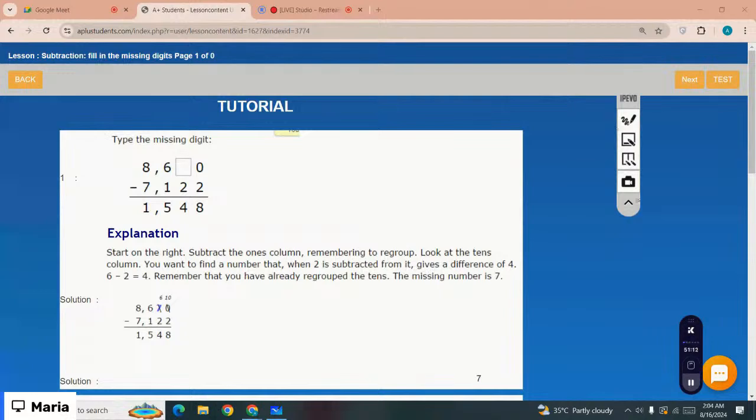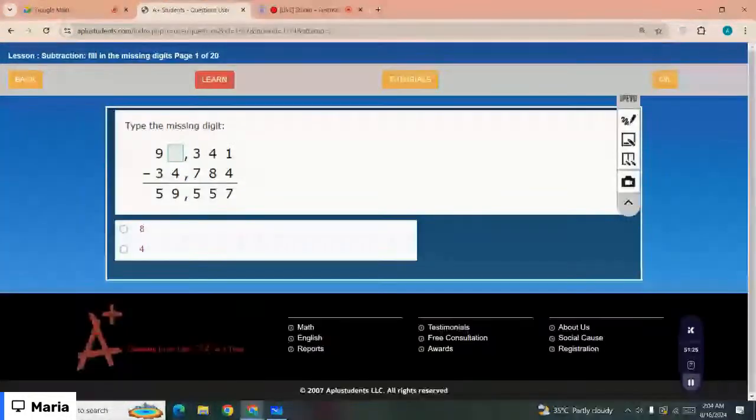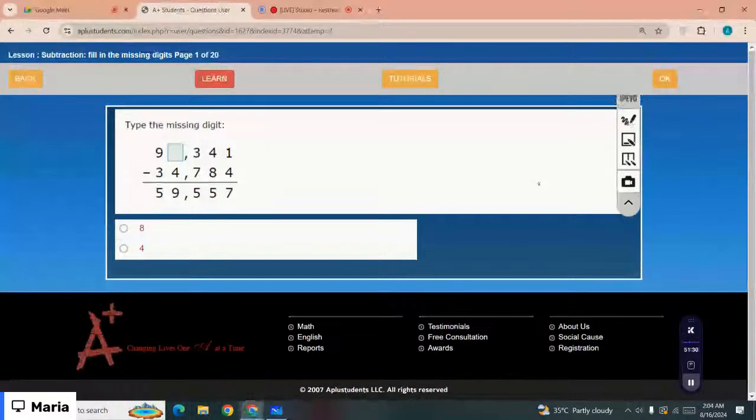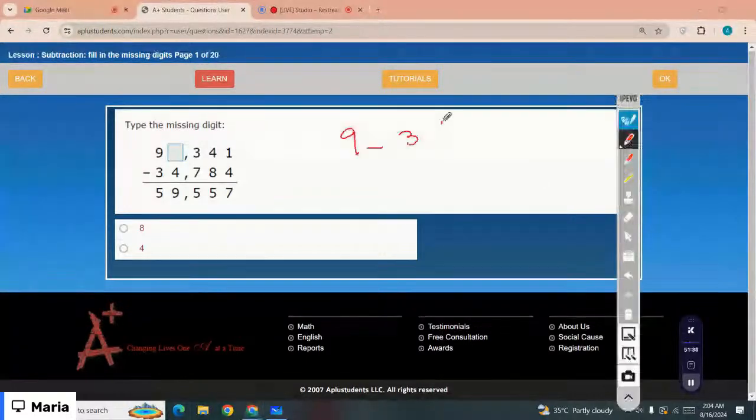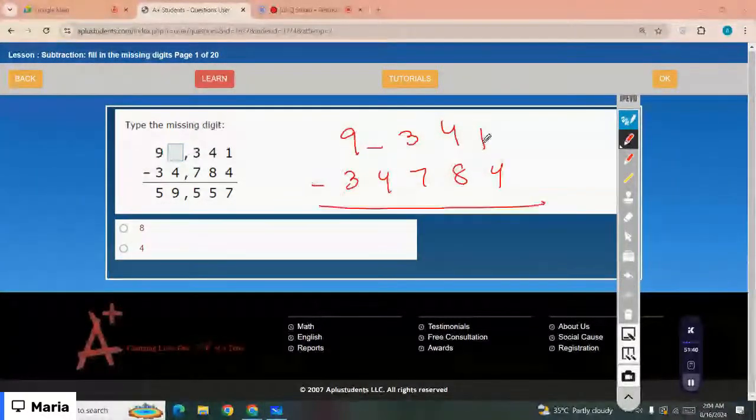Okay, let's find the missing digit. Start subtracting from 9, missing number, 3, 4, 1. You have 3, 4, 7, 8, 4. Let's start subtracting from here, right? You cannot subtract 1 take away 4. You need to borrow 1. You have 3 here and 11. 11 take away 4 is 7. Then you cannot do 3, 10. You need to borrow 1 again. That would make 13. 13 take away 8 is 5.